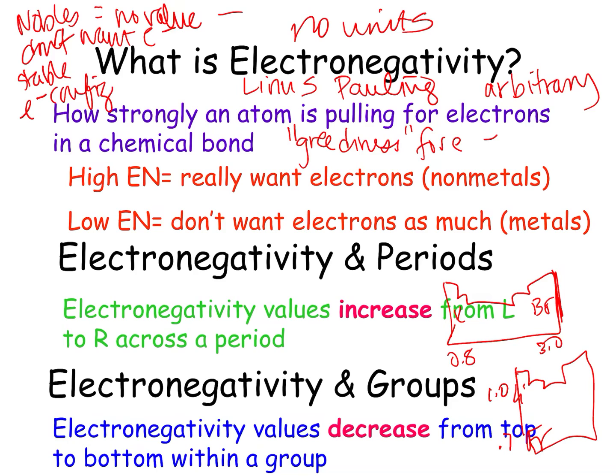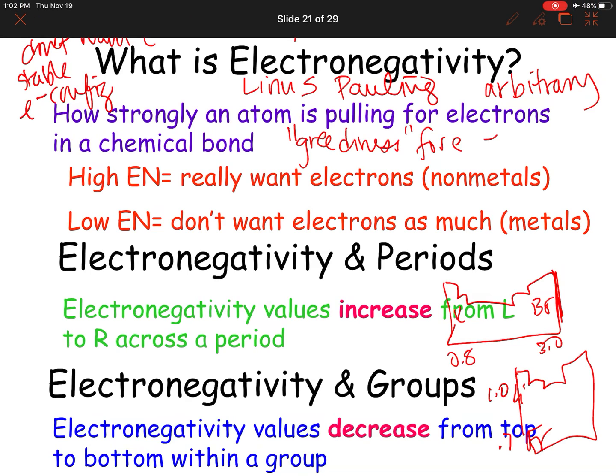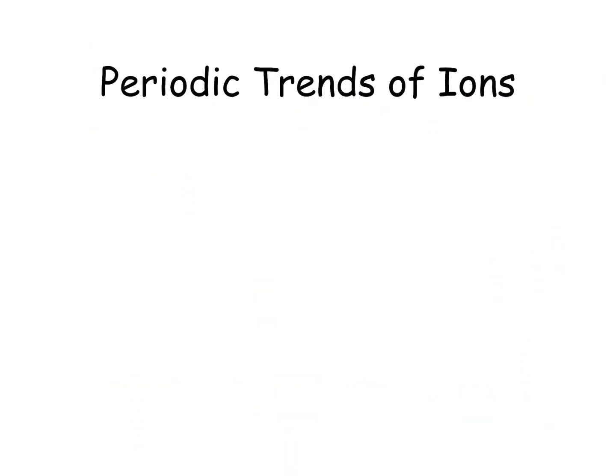Remember, they have that full outer shell. So that's why they don't have any need for electrons. So they're not greedy at all. They're like, yeah, no big deal. Doesn't apply to me. Finally, let's talk about ions.